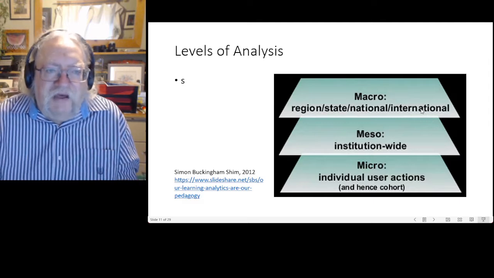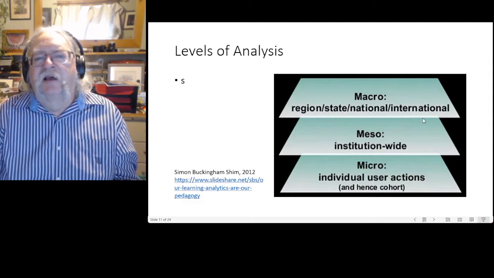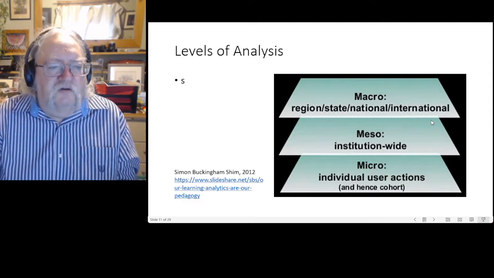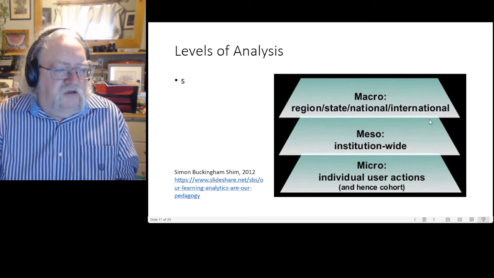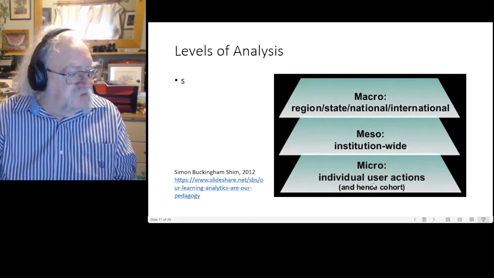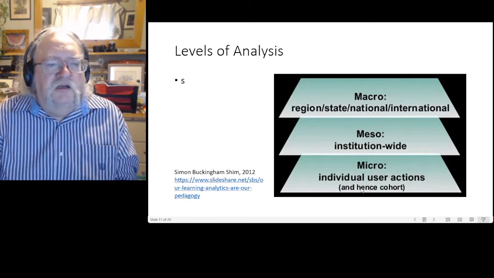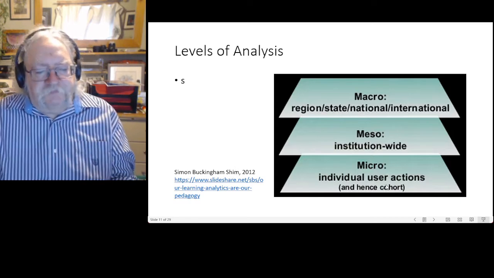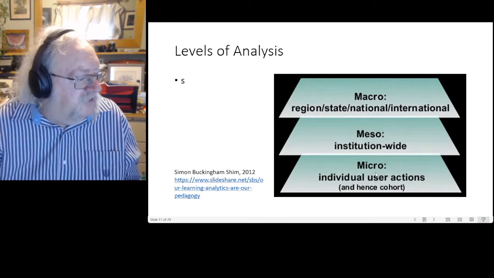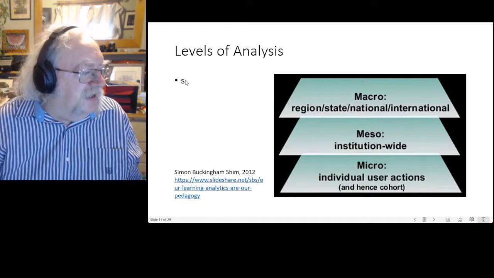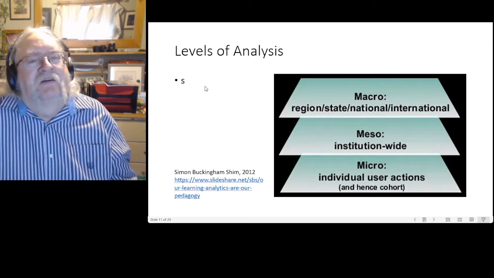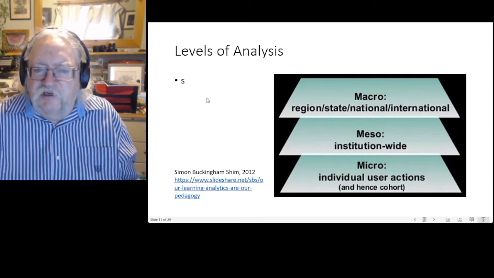There are also levels of analysis, and this is a different way, again, of classifying the different stakeholder groups. And I'm sorry about this slide. That should say shum and not shim. Sorry, Simon. And I thought I had corrected that, and I thought I had removed that S. So obviously, a little lack of perfection in my presentation here.